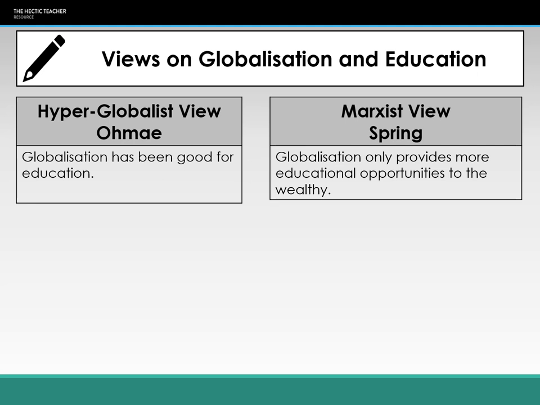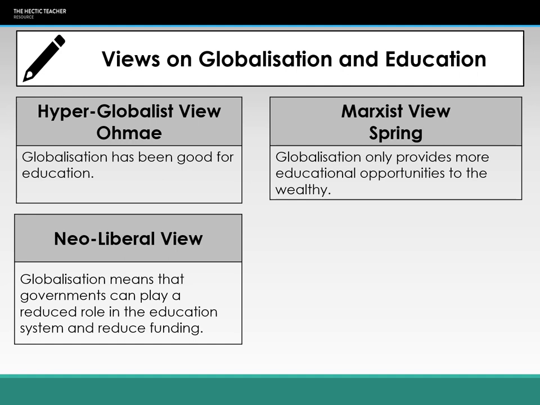But we can see that, particularly from the Marxist view, globalization isn't creating a better education system, it's creating a more unequal education system. And that unequal education system means that the poor stay poor, the rich stay rich, capitalism ensues, and the current system stays in place. Okay.